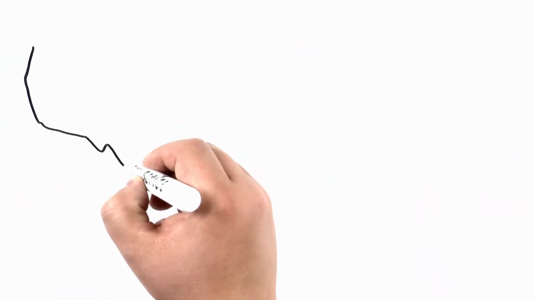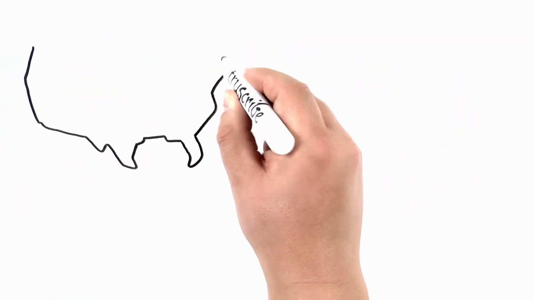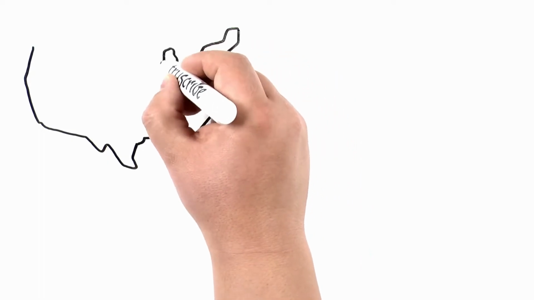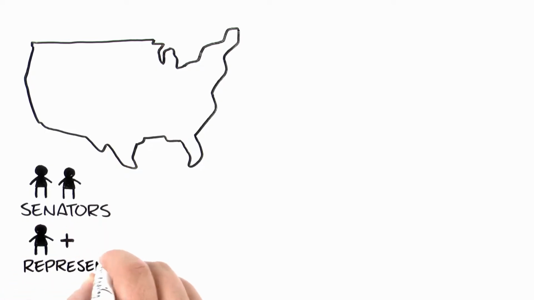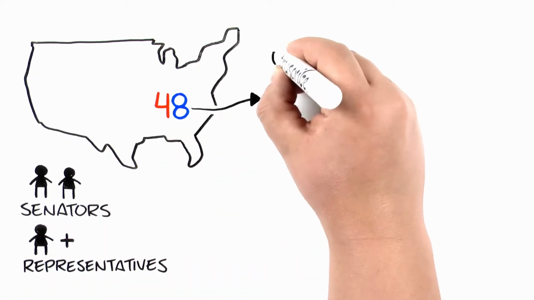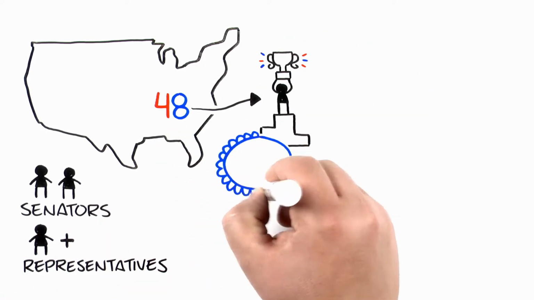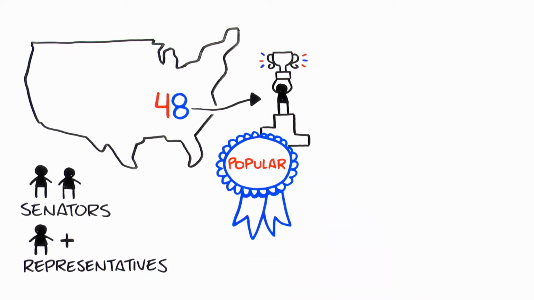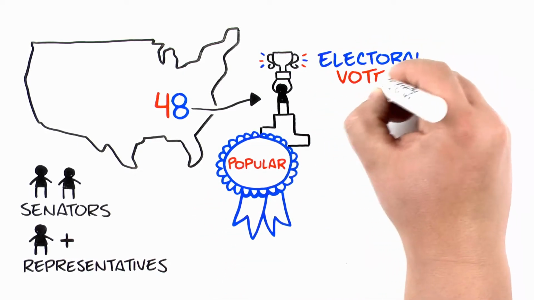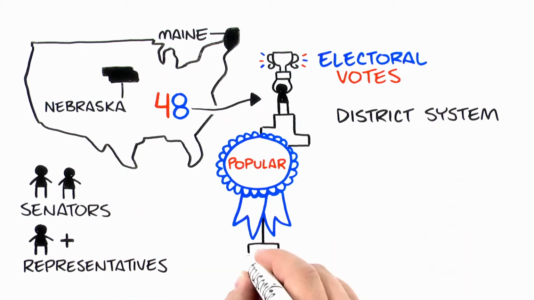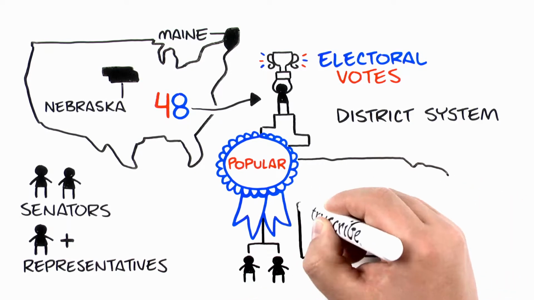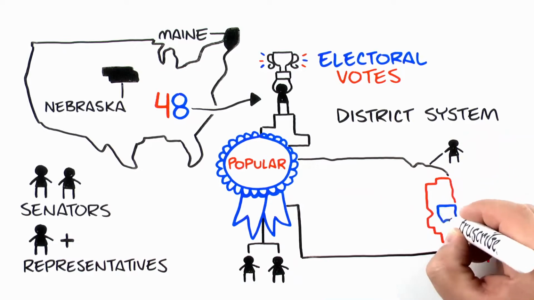How is the number of each state's presidential electors determined, and how are they chosen? The number of electors in each state is the total of the two senators, plus the number of representatives. 48 states use a winner-take-all system, so the candidate that wins the popular vote then wins the total number of electoral votes in that state. There are two exceptions. Maine and Nebraska use the district system, with two electors for the winner of the statewide popular vote, and one elector for the winner of the popular vote in each congressional district.